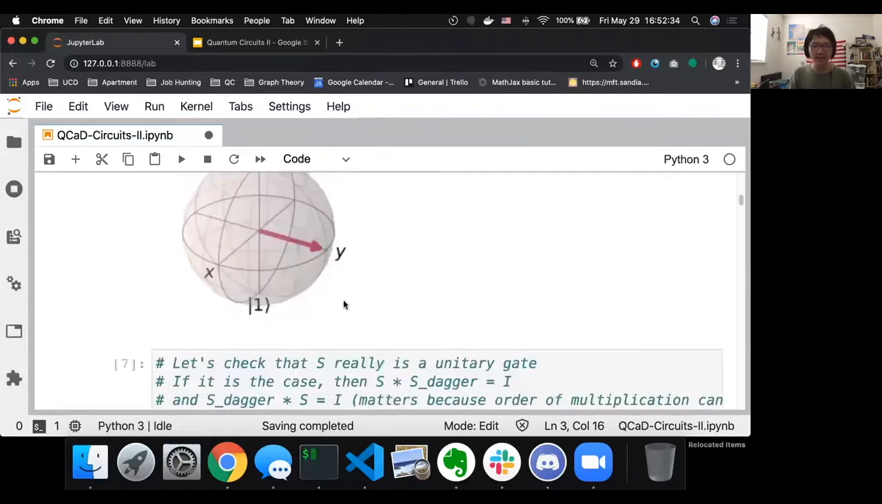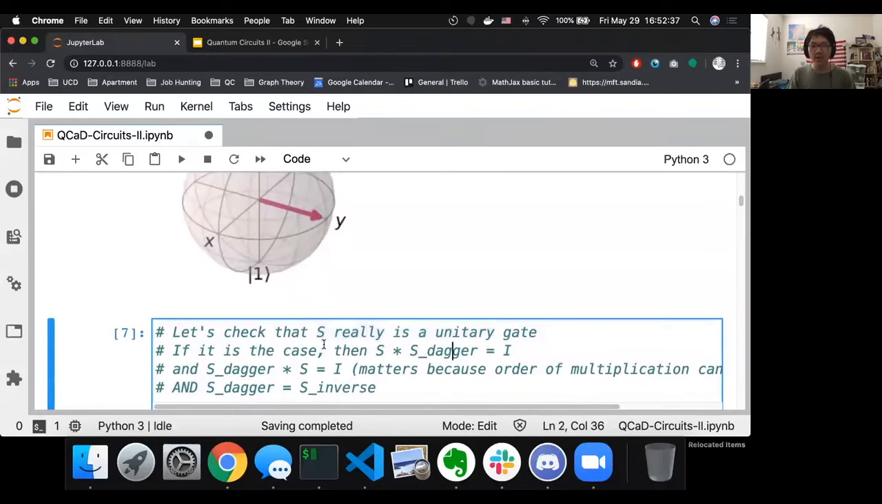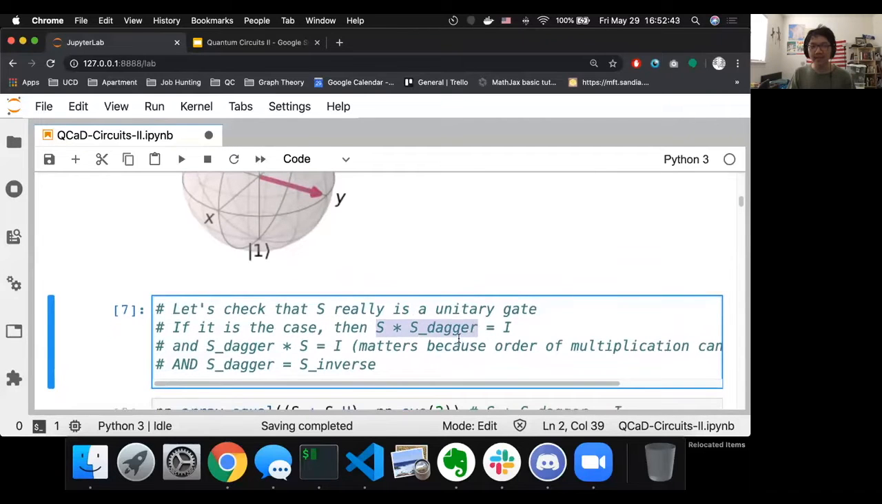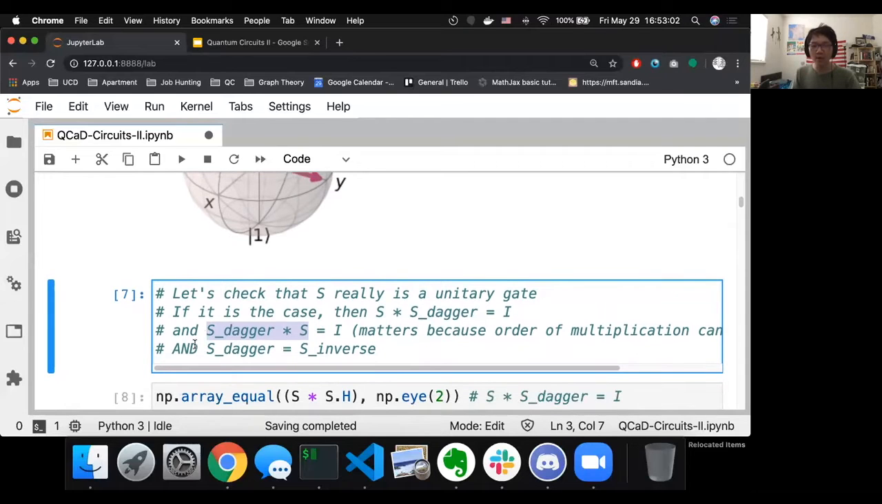That's what S does. But let's see if S really is a unitary gate. If S is unitary, then it has to be the fact that S times S dagger gives us the identity. Furthermore, if I invert the order, I still get the identity, and that's an important property. This order thing is a property of linear algebra and matrix multiplication. Not only do the dimensions of your matrices and vectors have to match, but the order that you put things in will also have a huge impact. And furthermore, we want to make sure that the dagger is really the inverse. So once again, dagger is the Hermitian conjugate. If I take the Hermitian conjugate of S, it should be equivalent to the inverse of S.